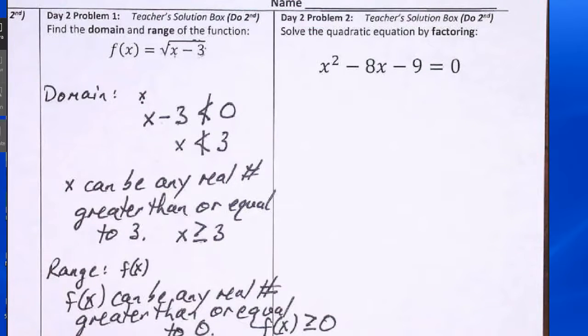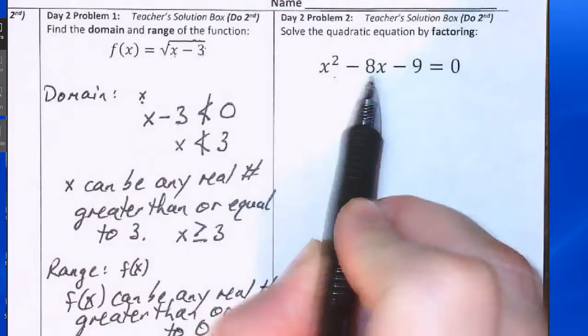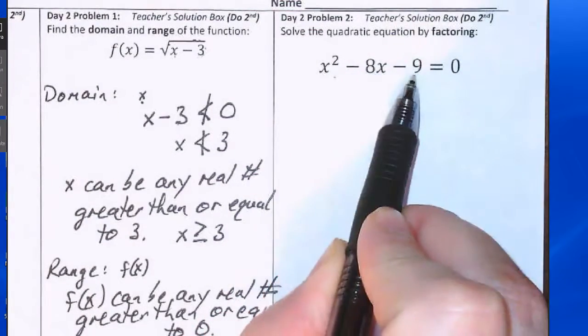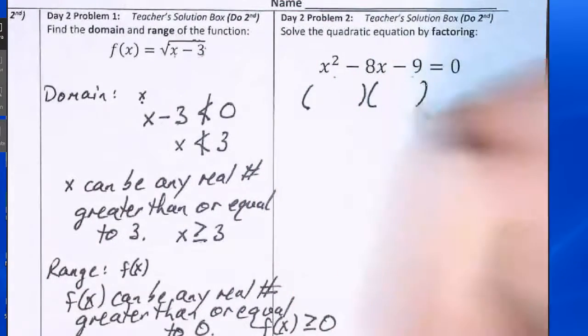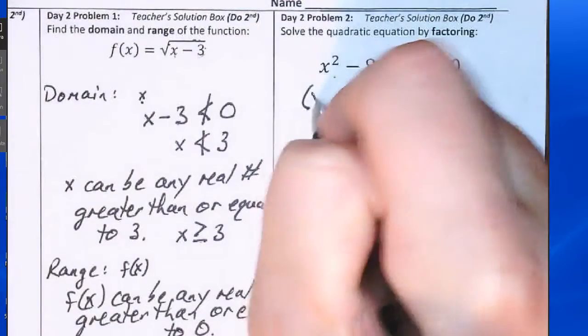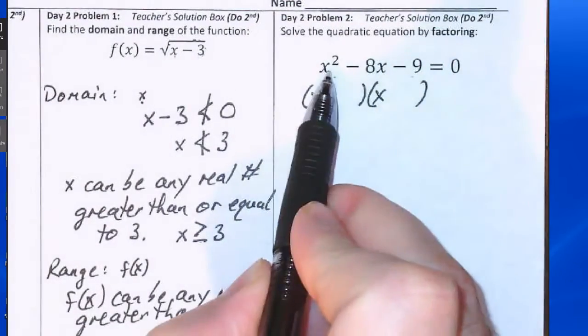Day 2, problem 2. Solve the quadratic equation by factoring. Here we have a trinomial. There's not a greatest common factor, but this trinomial does factor using a pair of binomials. X times x is x squared.